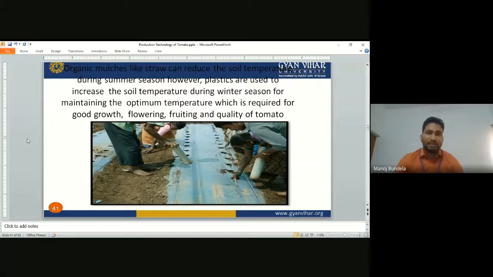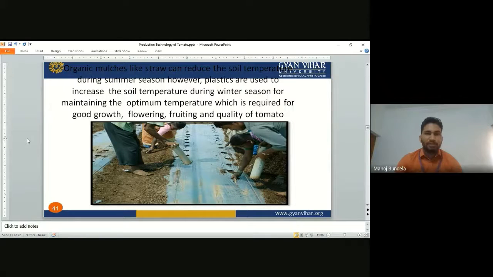Organic mulches like straw can reduce the soil temperature during the summer season. However, plastics are used to increase the soil temperature during the winter season to maintain the optimum temperature which is required for fruit growth, flowering, fruiting and quality of the fruits. So we can use the organic mulch, and we can use the plastic mulch.